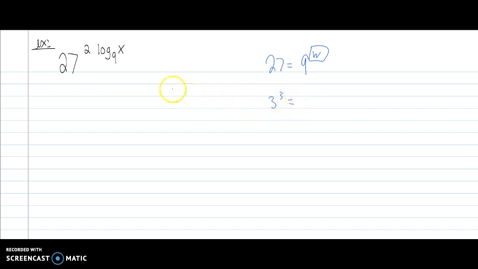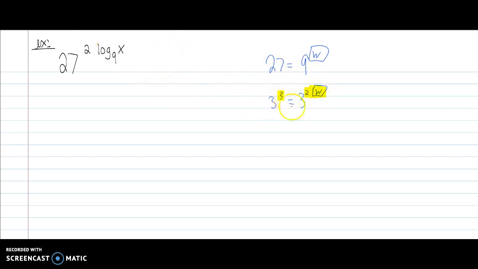And then on this other side, I'm going to take the 9 and rewrite that as 3 squared, and there's still the w up here. The left side has a base of 3, the right side has a base of 3, so even though I wanted 27 to have a base of 9, I started it that way. I got them down to a common base of 3.